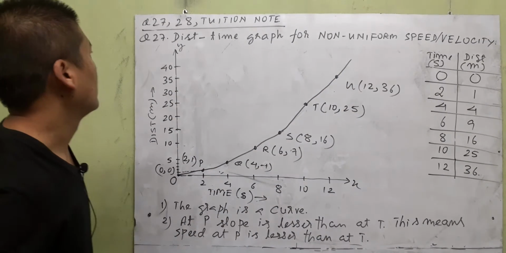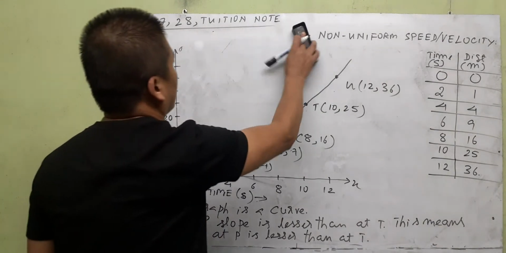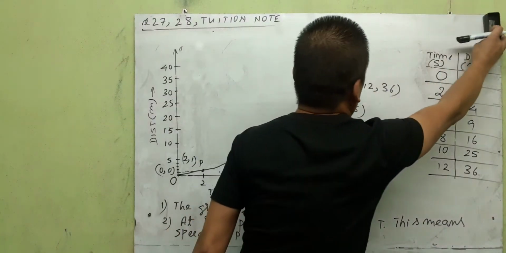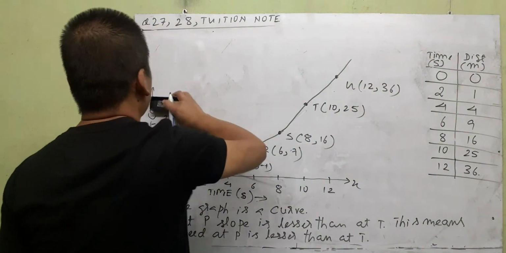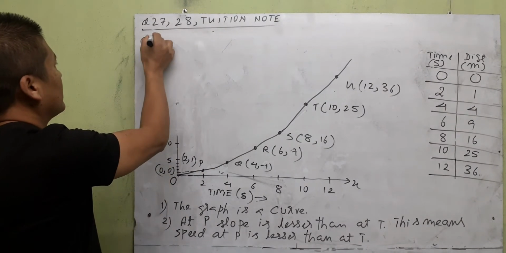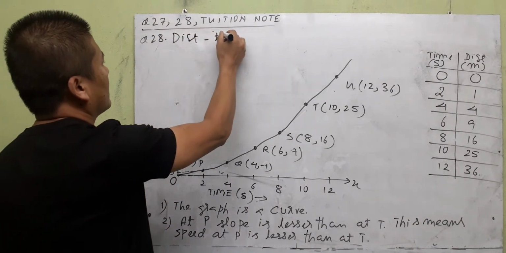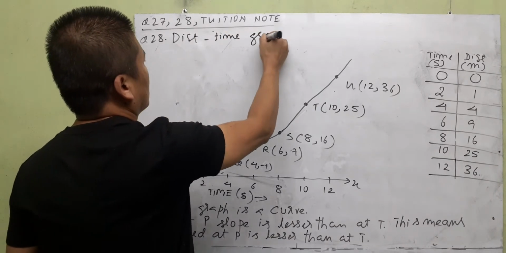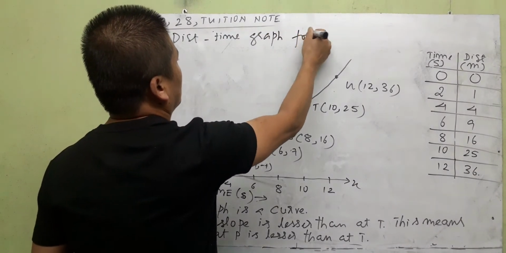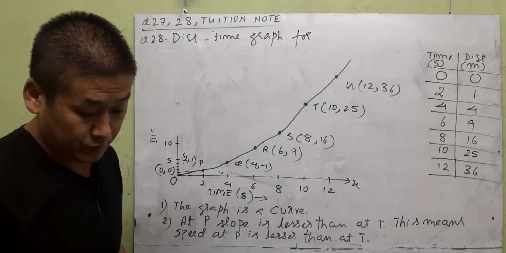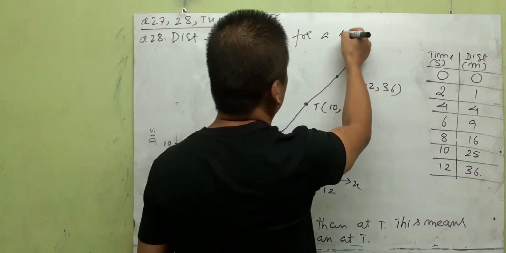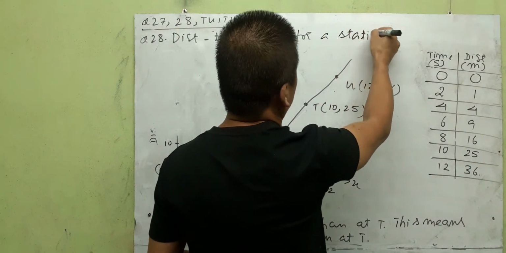Okay, and question 28. Finally, three types of distance time graph we are studying. So question 28 is the last one. This one we will discuss: write it down, distance time graph for a stationary object. Stationary, that means non-moving.